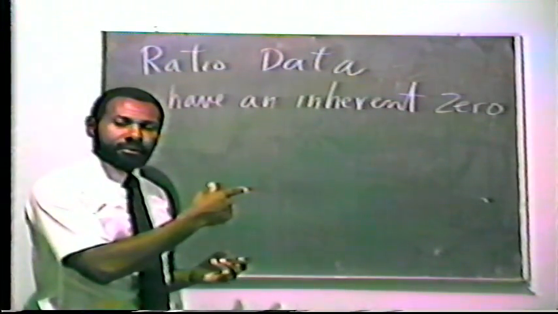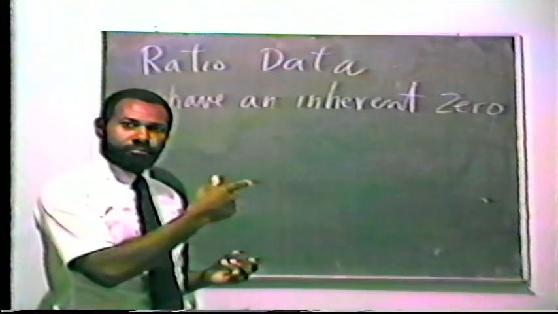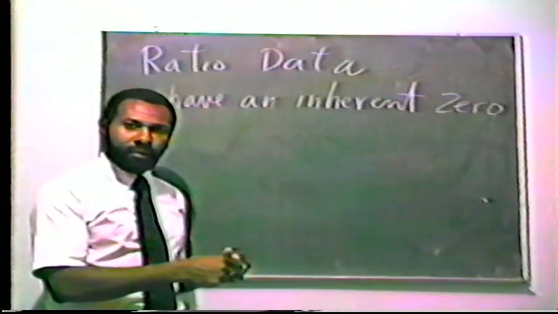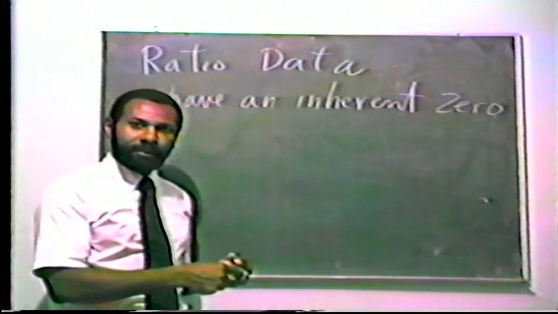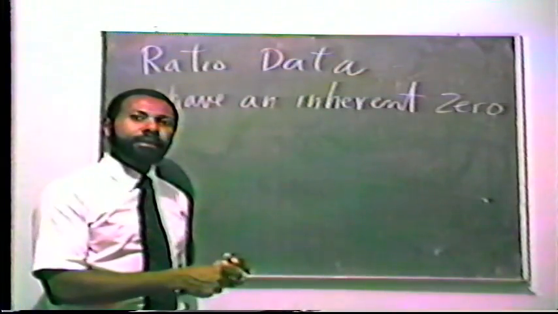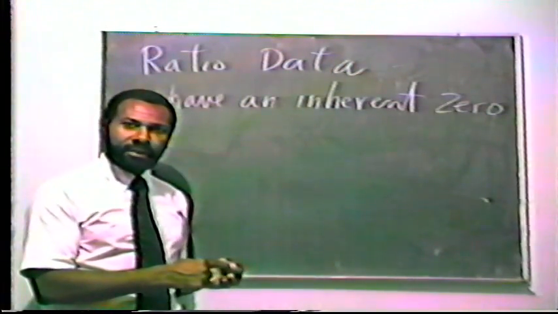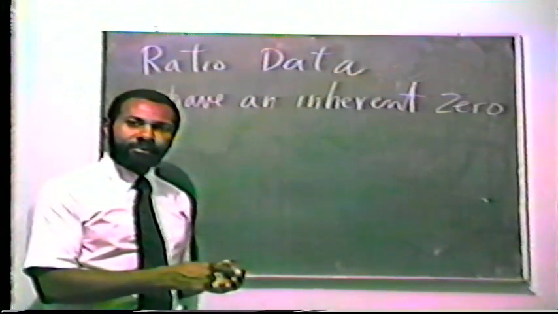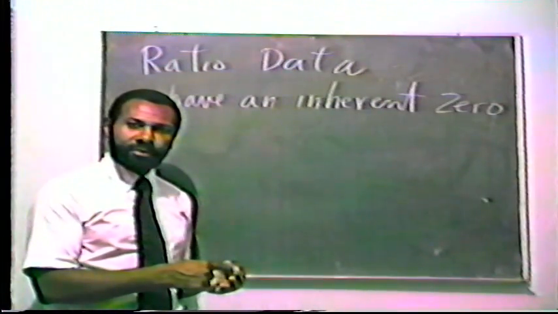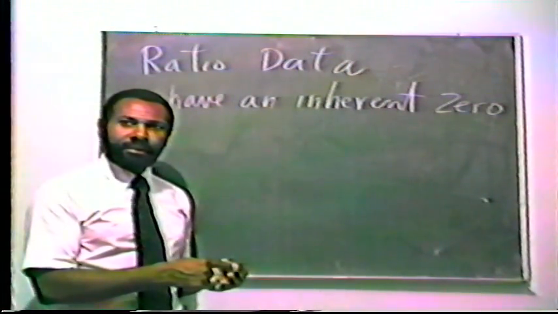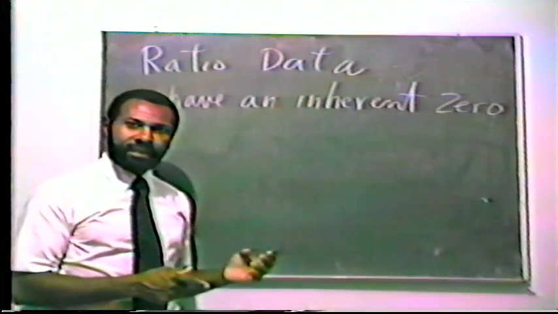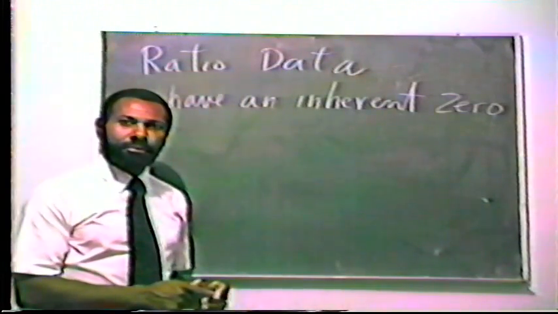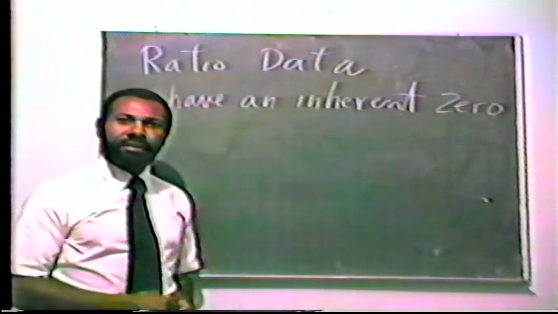If we subtract two elements of ratio data, we get a meaningful difference. Ratio data satisfy the requirements of ordinal data. They can be put in order. Ratio data satisfy the requirements of nominal data. We can give them names, so that since it's the highest level, it has to satisfy the requirements of all the other lower levels, with the additional property that there is an inherent zero.